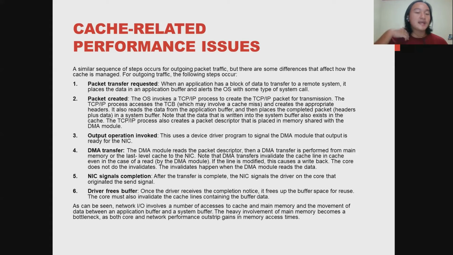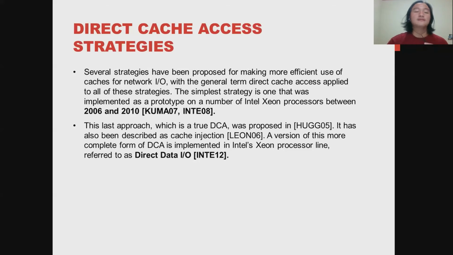As can be seen, network input-output involves a number of accesses to cache and main memory and the movement of data between an application's buffer and a system buffer. The heavy involvement of main memory becomes a bottleneck, as both core and network performance outstrip gains in memory access times. Direct cache access strategies.